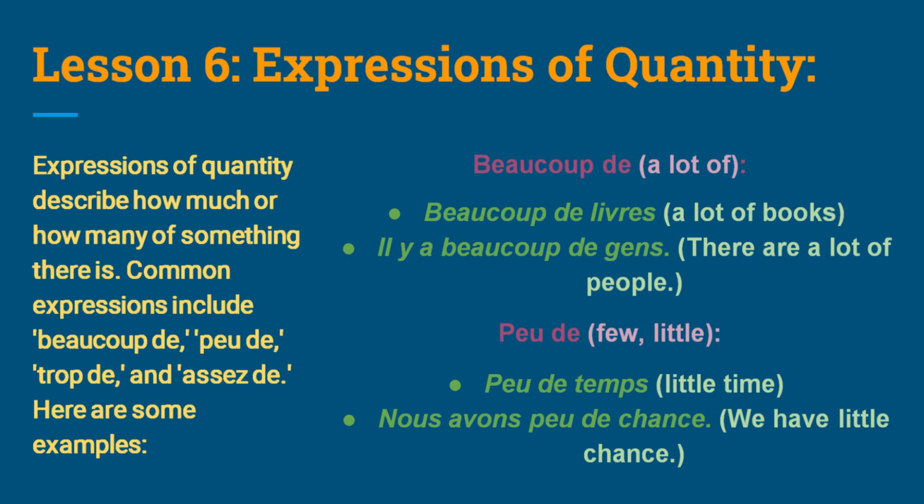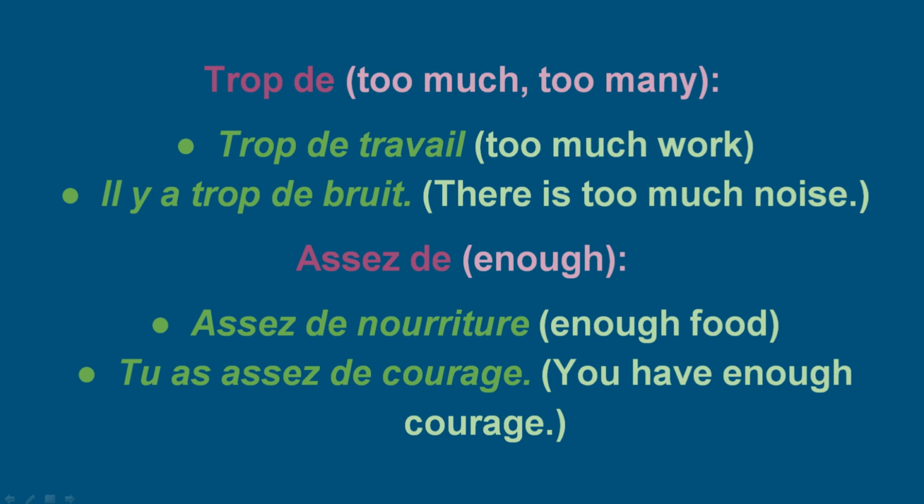Peu de: few, little. Peu de temps, little time. Nous avons peu de chance. We have little chance. Trop de: too much, too many. Trop de travail, too much work. Il y a trop de bruit. There is too much noise. Assez de: enough. Assez de nourriture, enough food. Tu as assez de courage. You have enough courage.